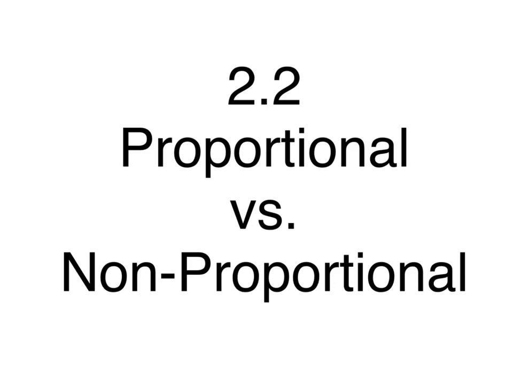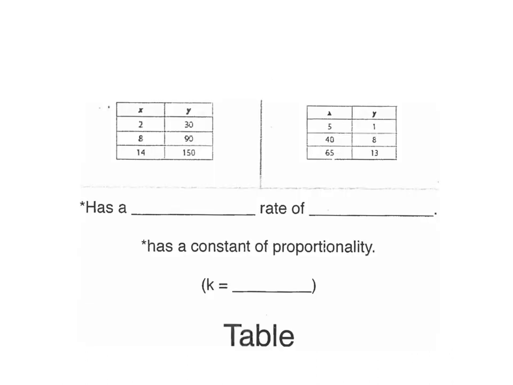Today we're going to talk about proportional versus non-proportional. So the first thing we're going to look at is a table. The way that we're going to tell if a table is proportional or non-proportional is it has to have a constant rate of change. This can also be called a constant of proportionality.